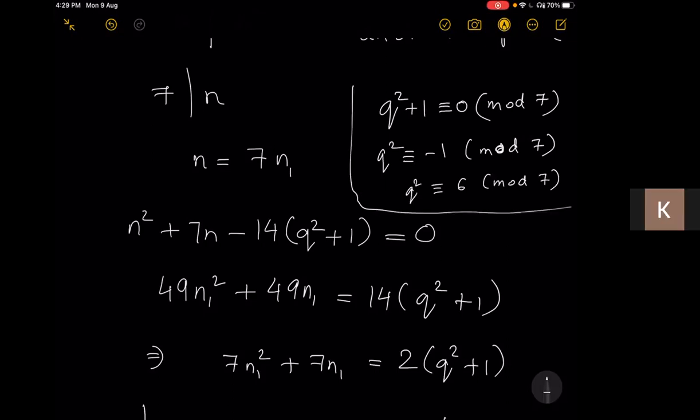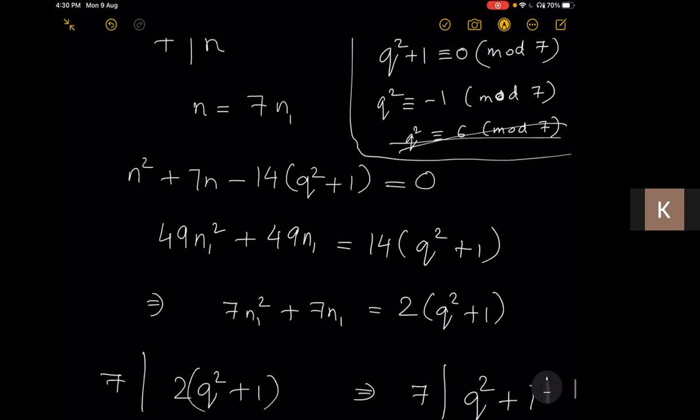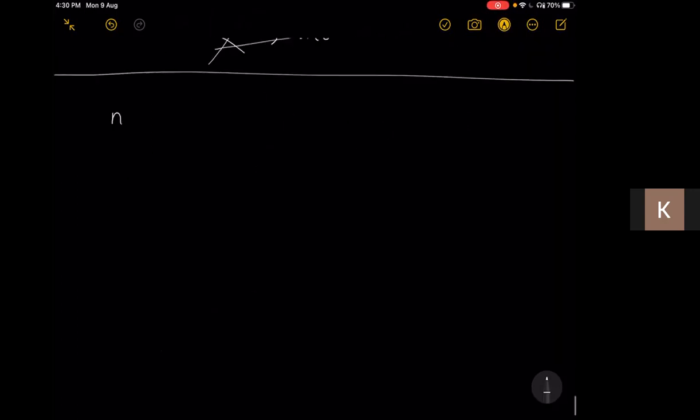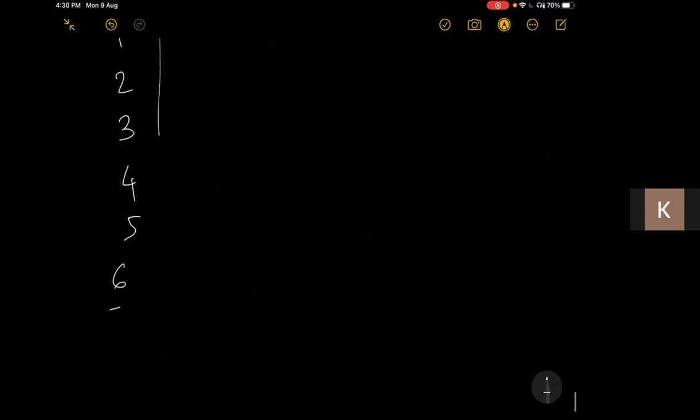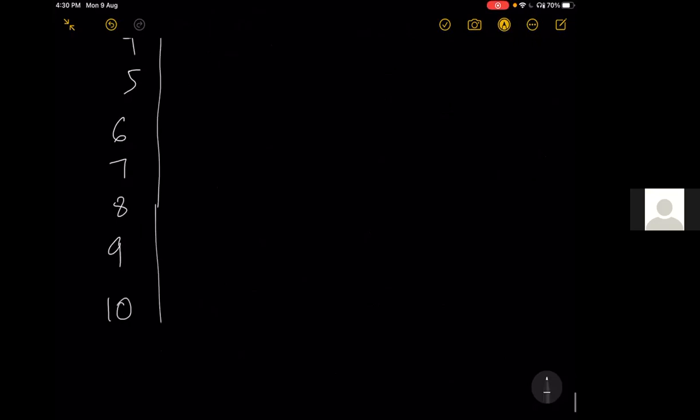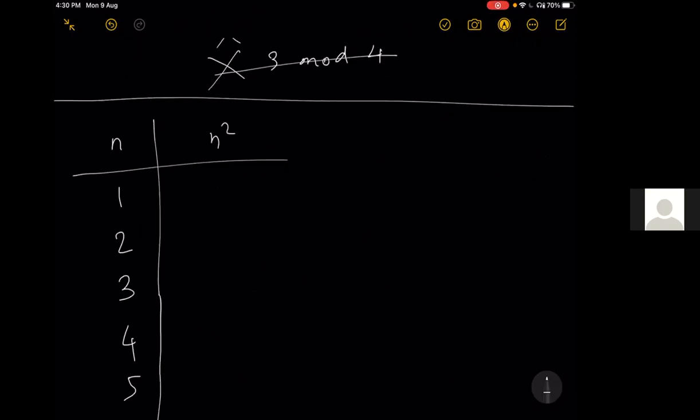So after that is homework. You have to prove that this can never happen. Pick any n square. So make a table: 1, 2, 3, 4, 5, 6, 7, 8, till 10. Let's show the last digits of the squares and then show that none of them is 6. No, last digit is mod 10, na? For mod 7, you can't use last digit.